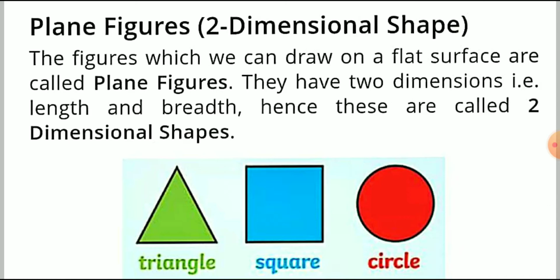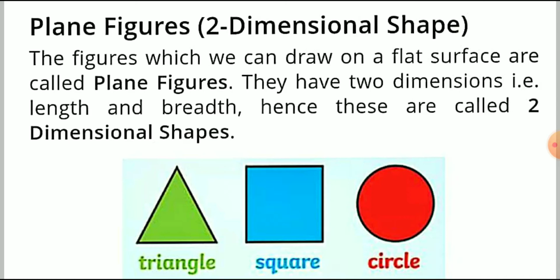The figures which we can draw on a flat surface are called plane figures. The figures which we can draw on a flat surface like paper, table, chart, thermocol, etc. These figures have two dimensions. It contains only two dimensions, that is length and breadth. Hence these are called two-dimensional shapes.